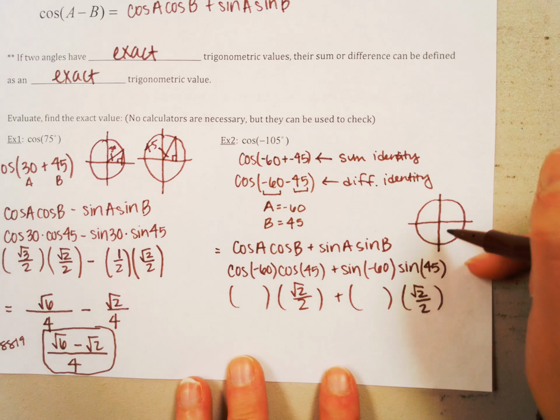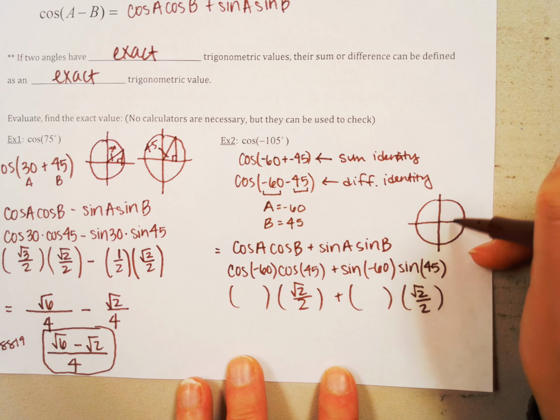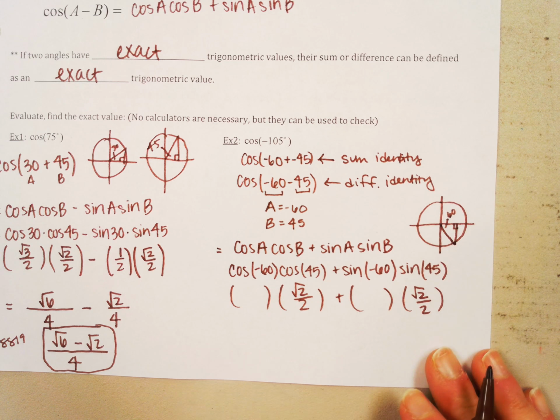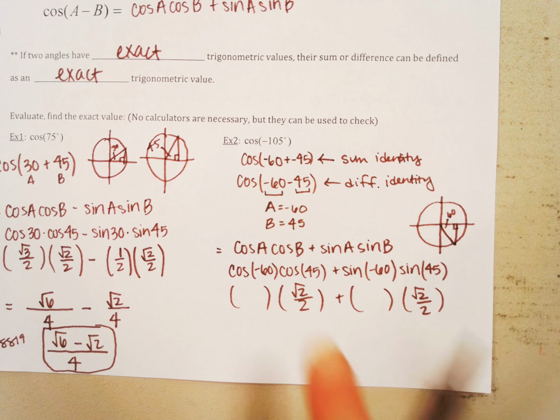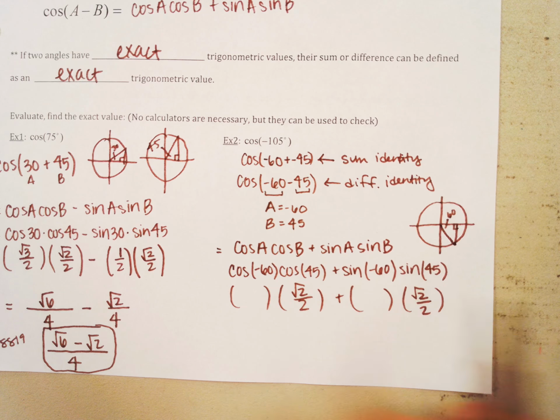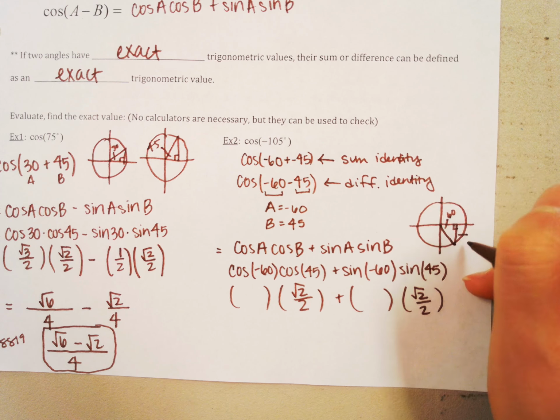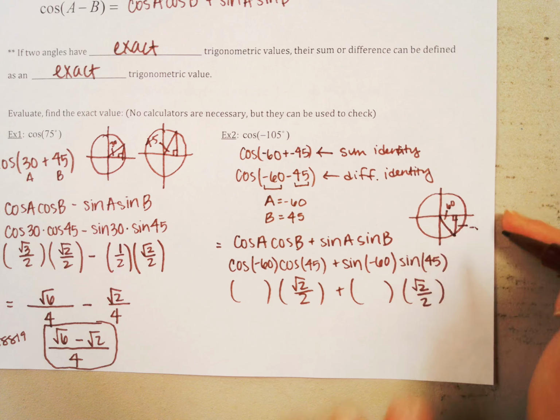So negative 60 means that instead of going counterclockwise around our unit circle, we're going to go clockwise around our unit circle. And so we're down here in quadrant 4 with a 60-degree reference triangle, reference angle. In other words, negative 60 is the same thing as 300 degrees. So this value across from my 60 degrees is negative root 3 over 2.